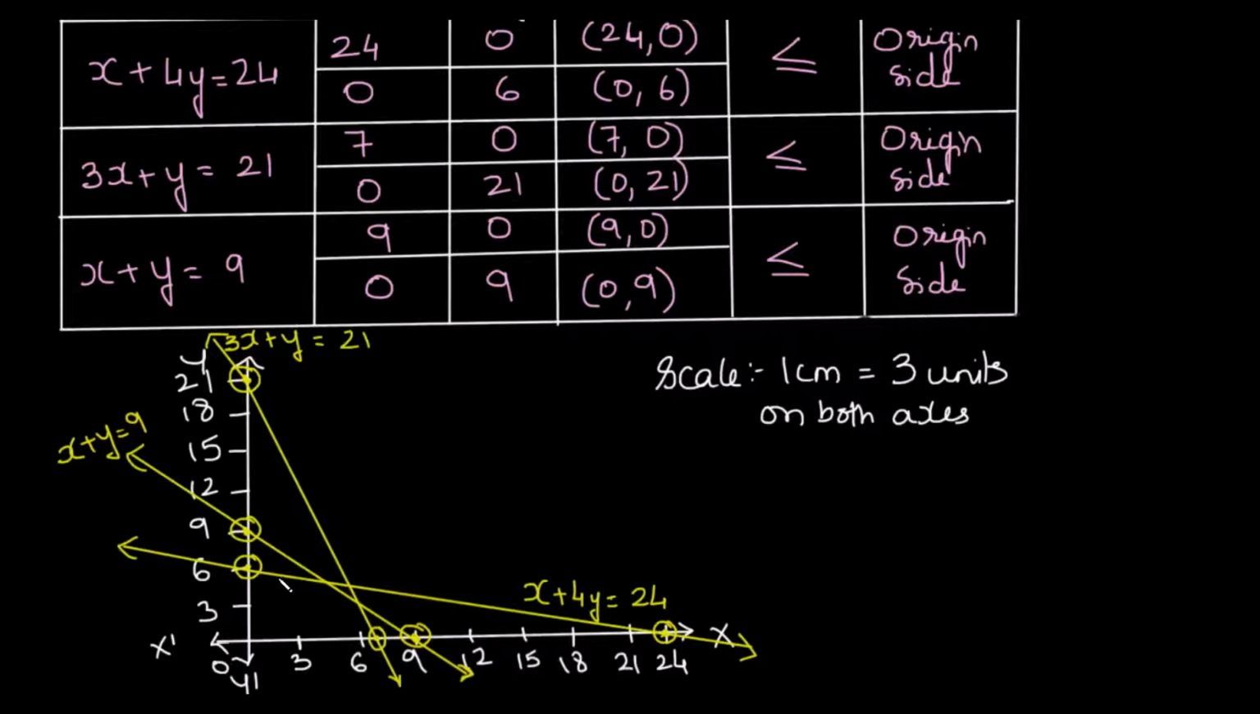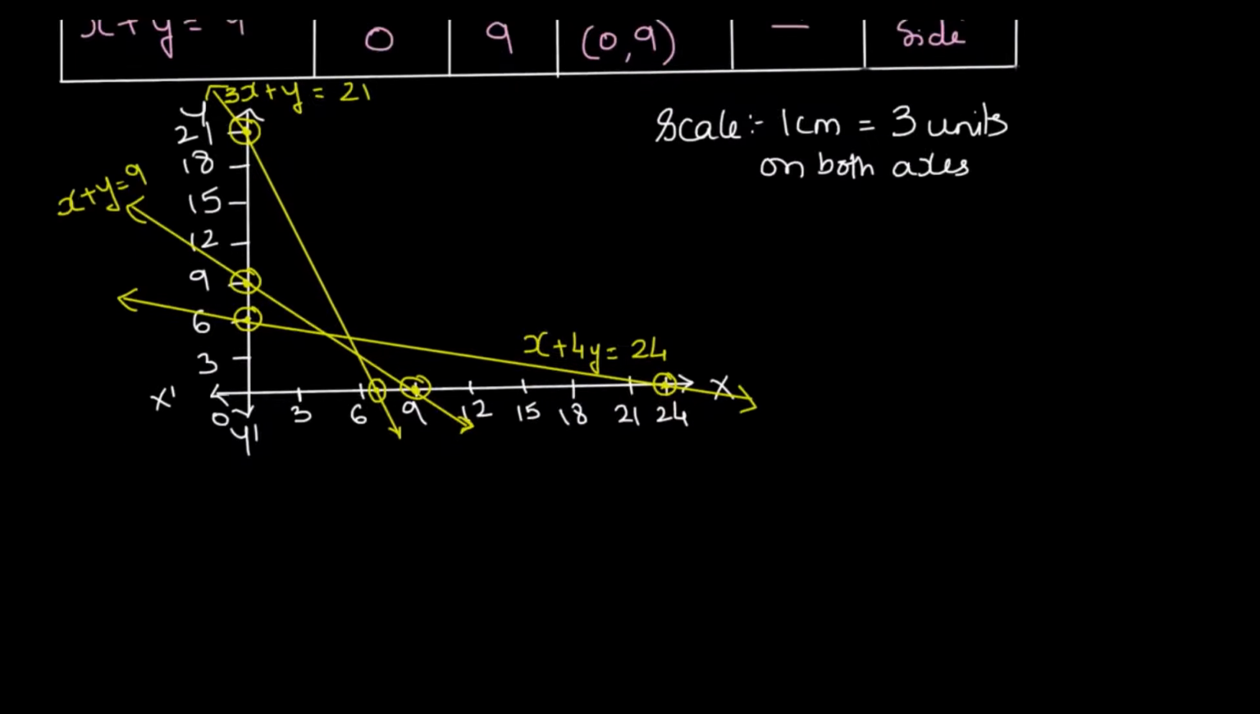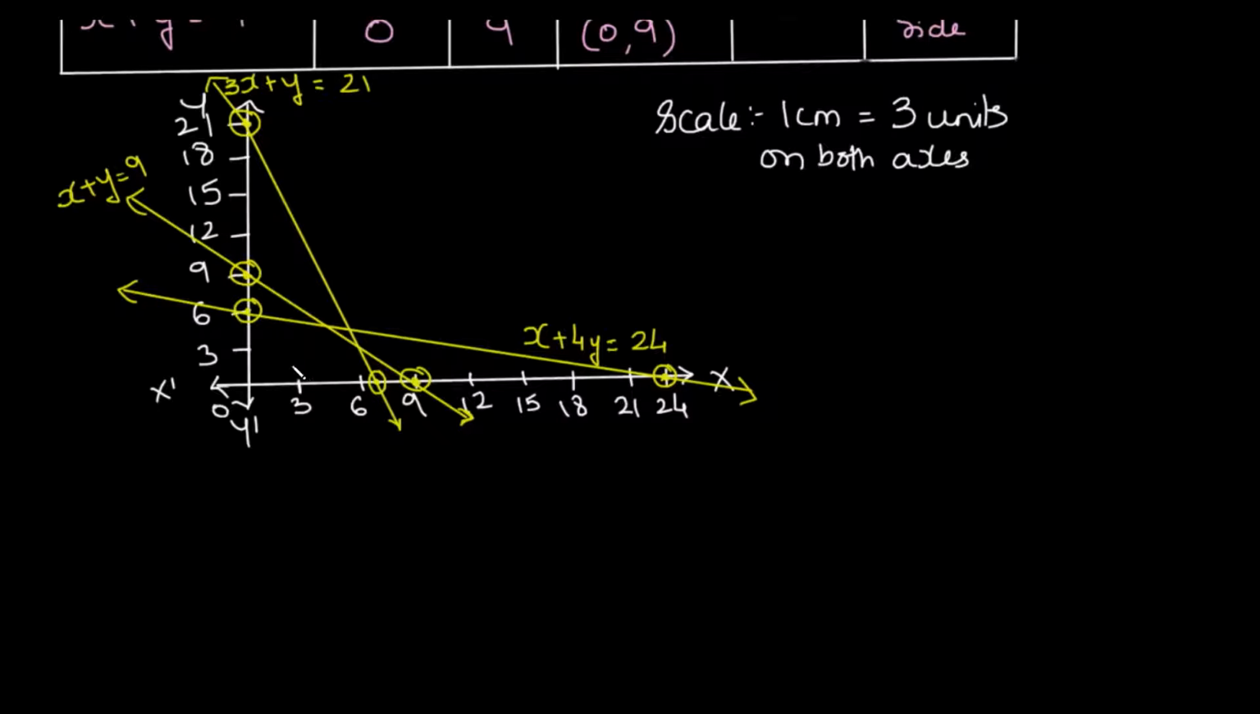Now the corner points, now the feasible region. Since the solution set of all these lines lies on the origin side, the feasible solution is this one, which contains the origin. So as a result, we mark that feasible solution over here. So this becomes the feasible solution. Now, according to the corner point method, we are supposed to mark the feasible region over here.